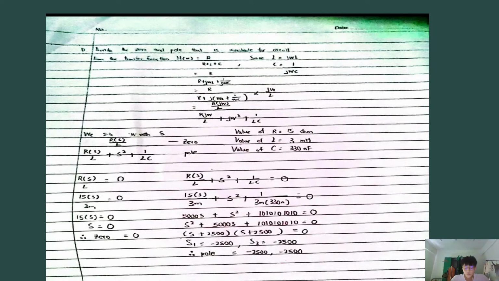After that, we substitute jw with s to get Rs divided by L, then divided by Rs divided by L plus s squared plus 1 over LC. From here, we know that the numerator gives the zero and the denominator gives the poles. We substitute the values of R, L and C based on our circuit, and finally the value of the zero is 0 and the values of the poles are 2500 and negative 2500.